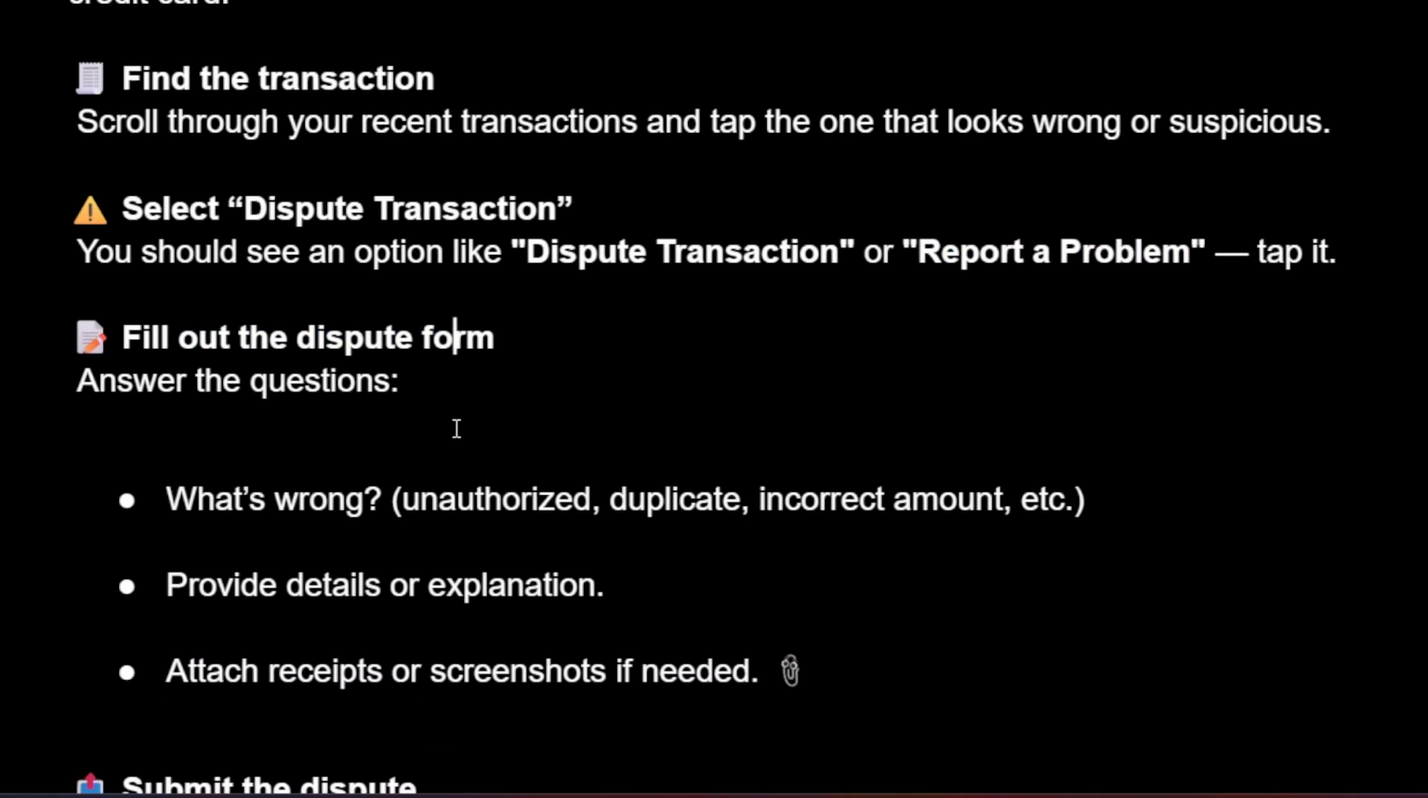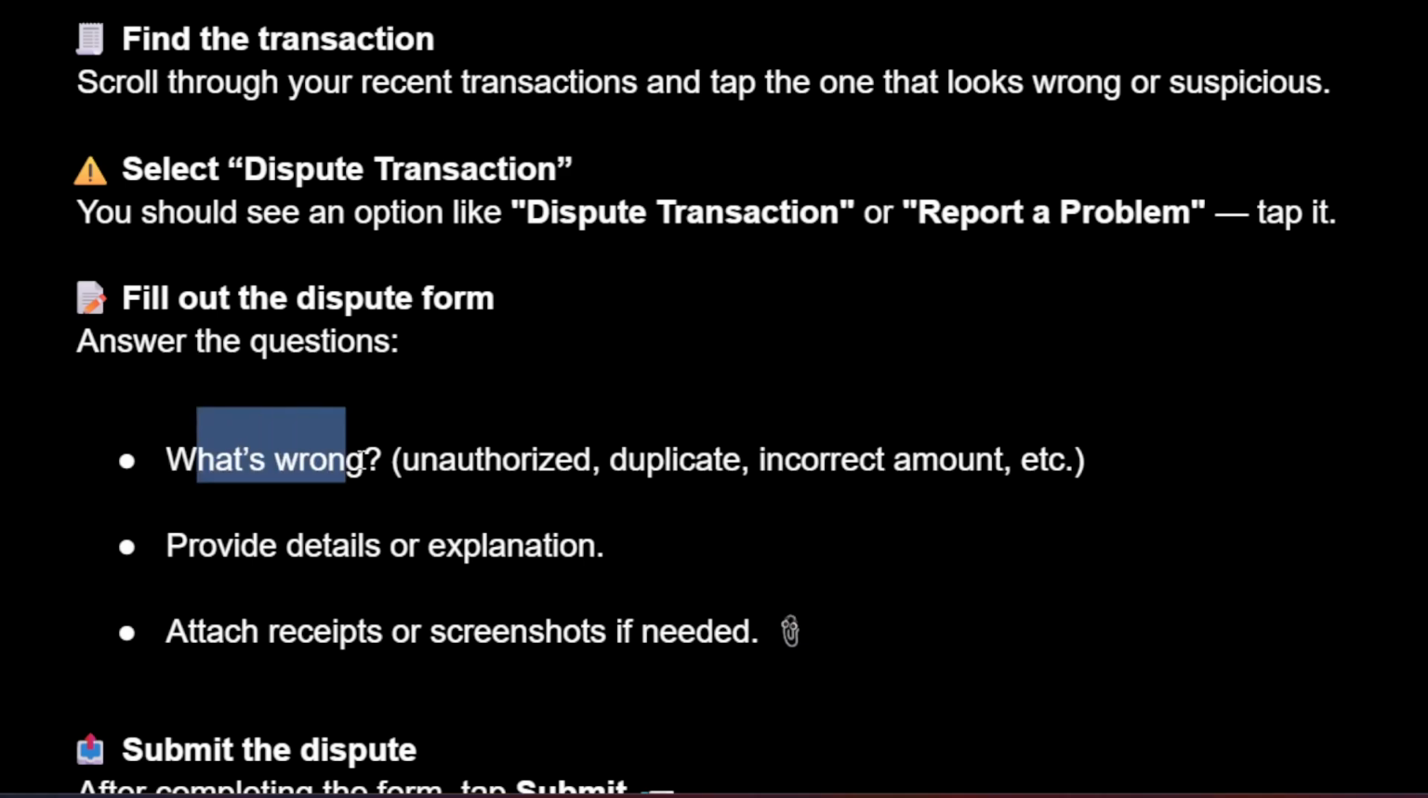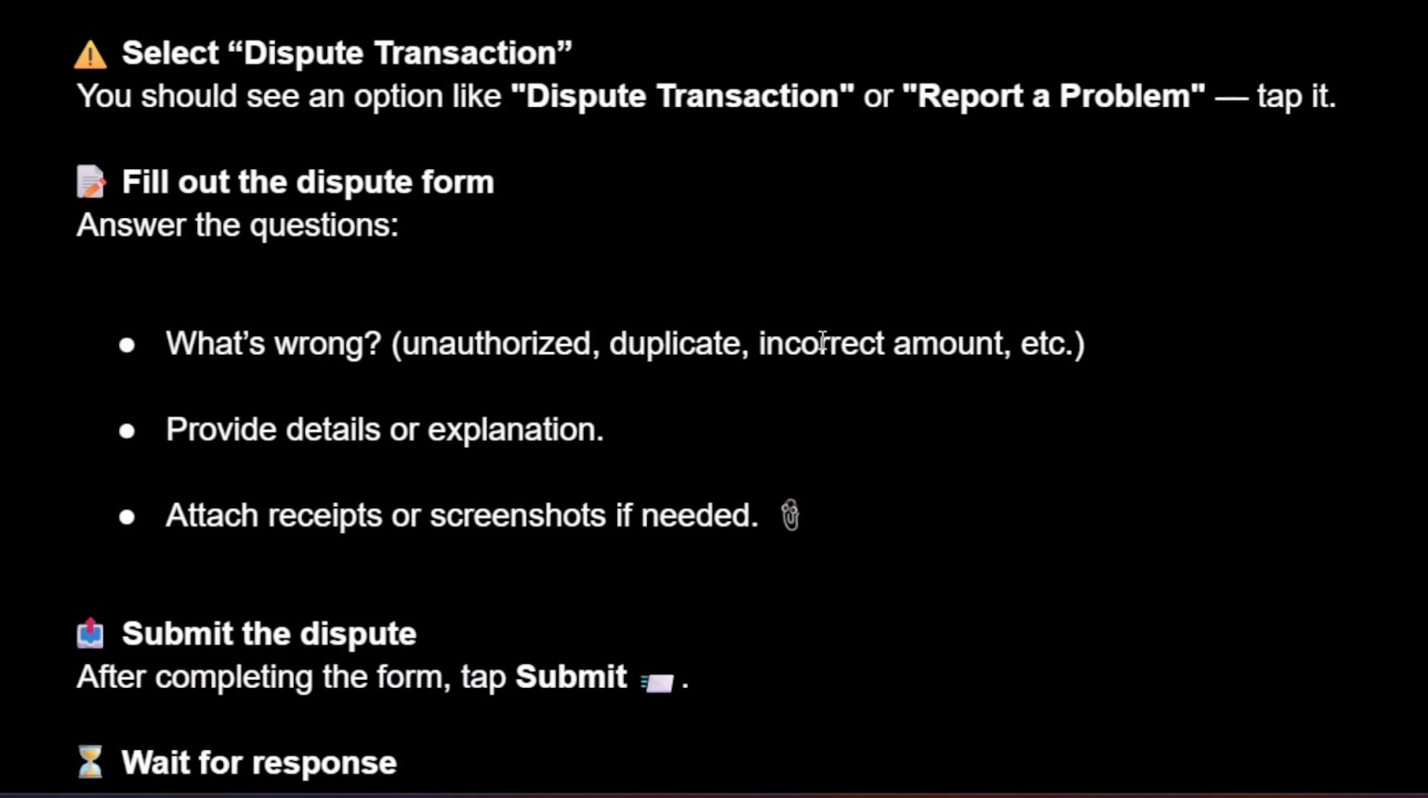Fill out the dispute form. It is going to ask you what's wrong: unauthorized, duplicate, incorrect amount. You want to give a reason for the dispute. Provide details or explanations, and you will also need to attach receipts or screenshots if needed.